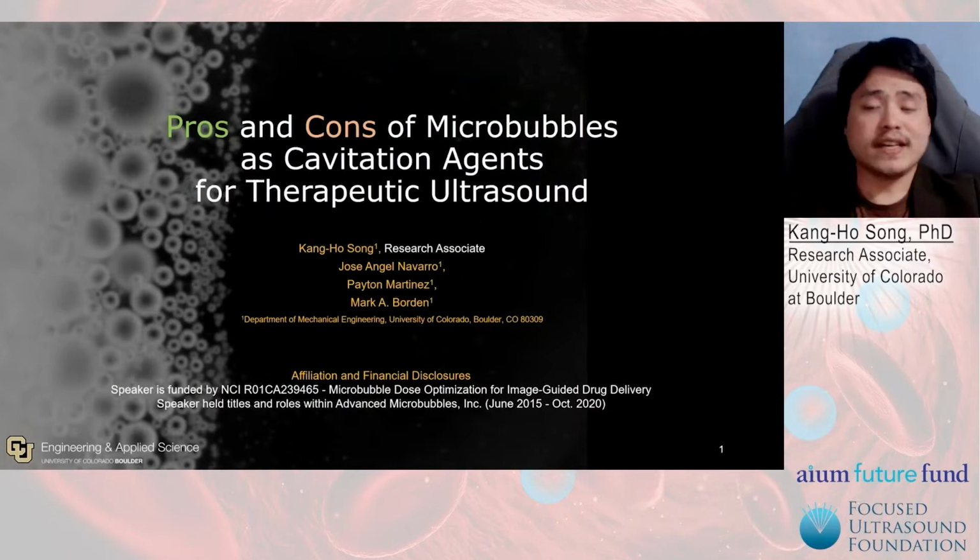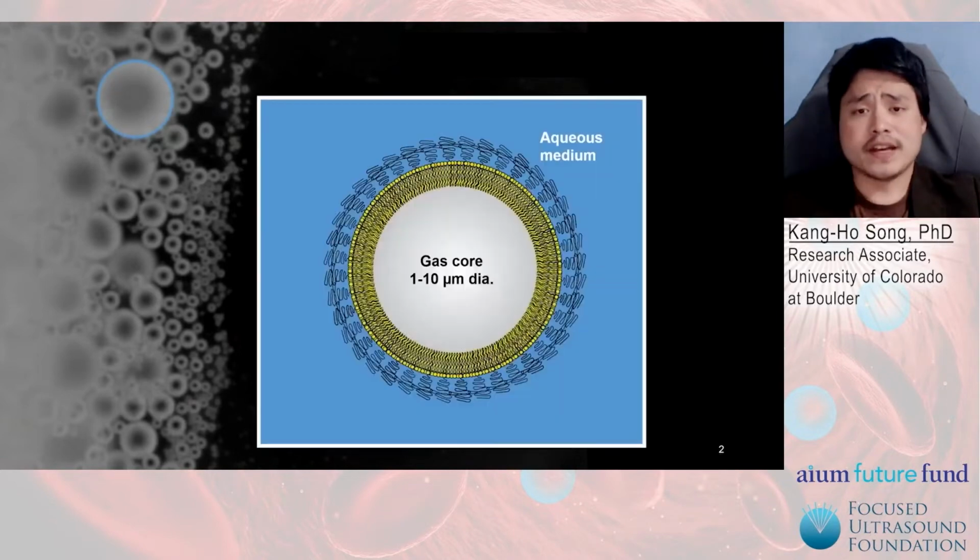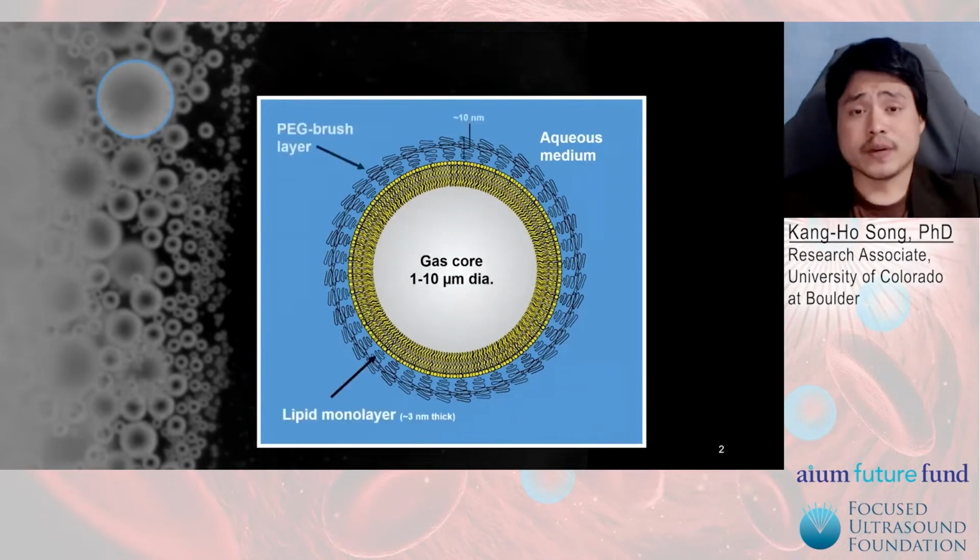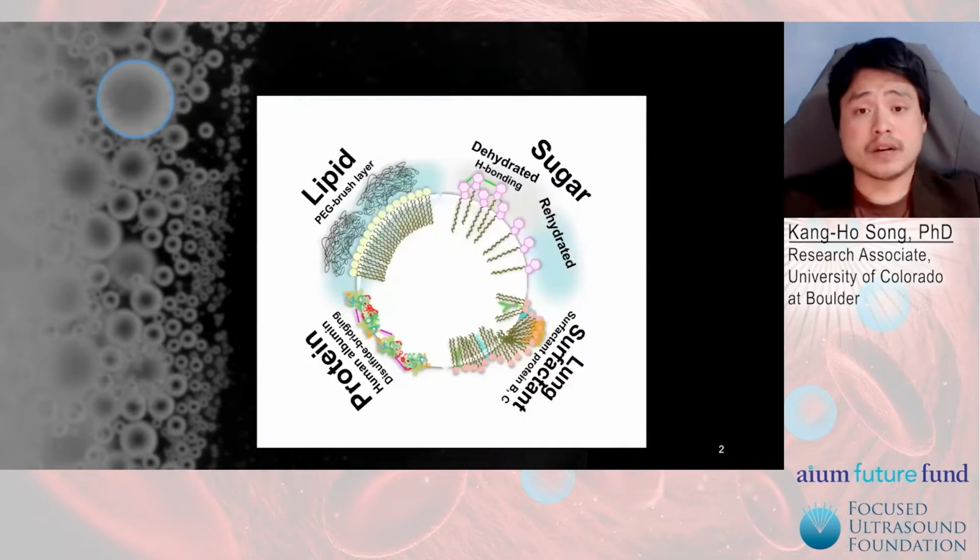So just to get started, the requisite description of what microbubbles are. This is a rather large lipid microbubble, but most are 1 to 10 microns in diameter with a hydrophobic gas core to resist dissolution, stabilizing shell, and this one has a PEG brush layer to reduce immunogenicity and help resist against coalescence. There are other shell materials that are suitable for microbubbles out there, and each one has its own unique mechanical and physiochemical properties.